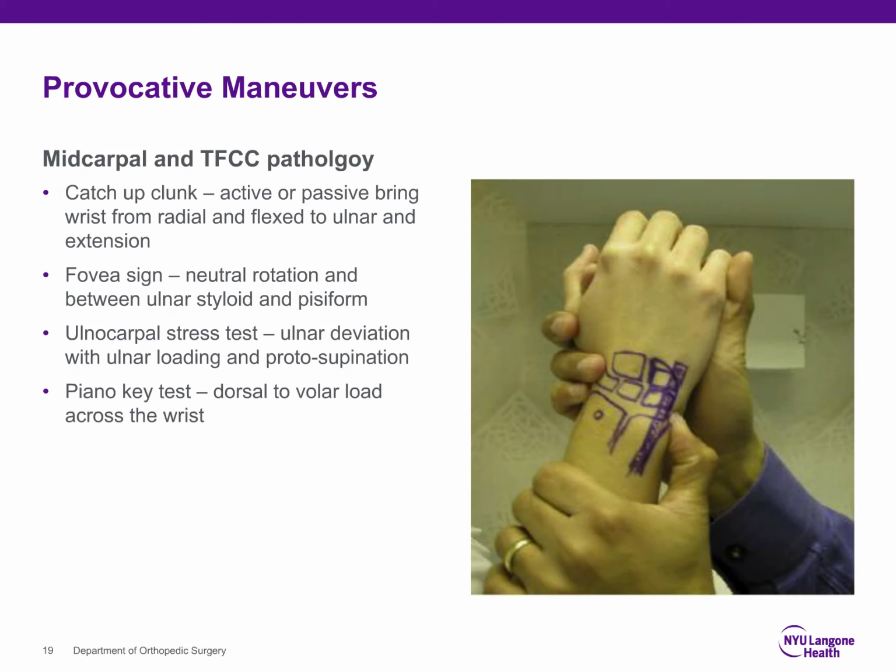Mid-carpal instability is also one of those things that can be very difficult to diagnose. The catch-up clunk is something that is described, but that also can be a difficult provocative maneuver to perform. And once again, it's really important to compare it to the contralateral side, because someone might be ligamentously lax, and that might just be their normal exam. So you have to compare it to the contralateral side.